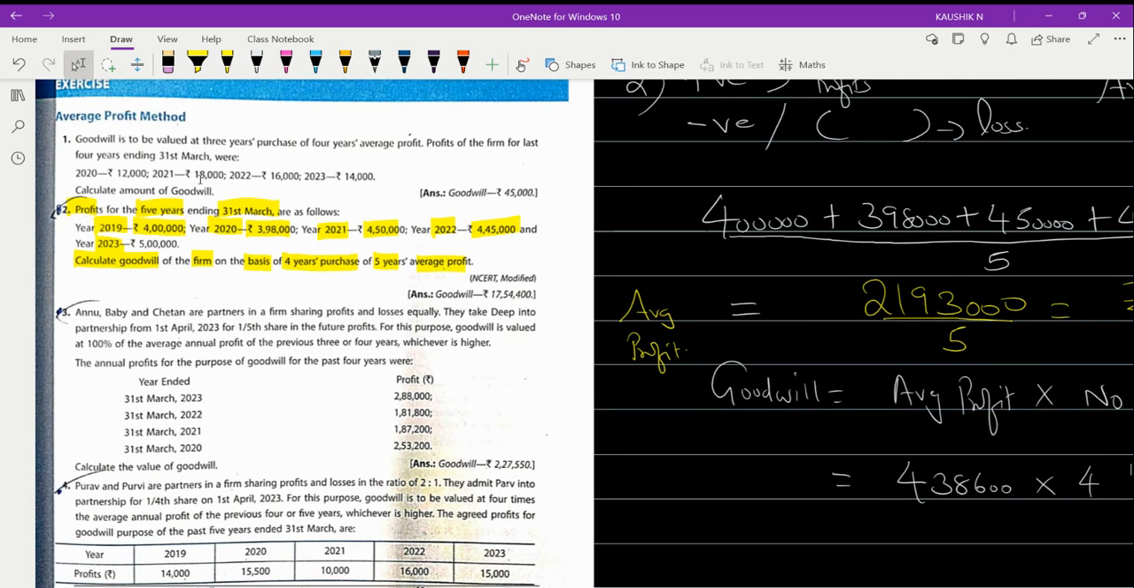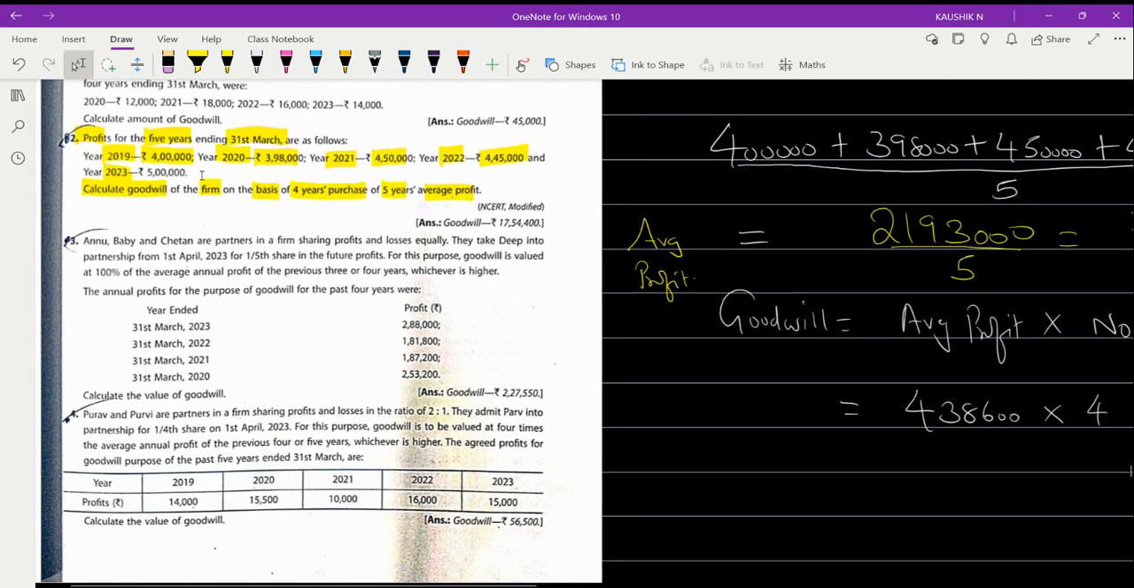Which you learned. Now, in the same pattern, there is one more problem which you should understand, the sum number 3. Just read the question, sum number 3. There are three partners, Anu, Babi, and Chetan, sharing the profits and losses in the ratio of 1 is to 1 is to 1. That is, they are equal partners. They take a new person into the partnership from 1st of April 2023 for 1/5 share in future profits. So the future profit sharing ratio is given for us. For this purpose, goodwill is being valued at what they said.